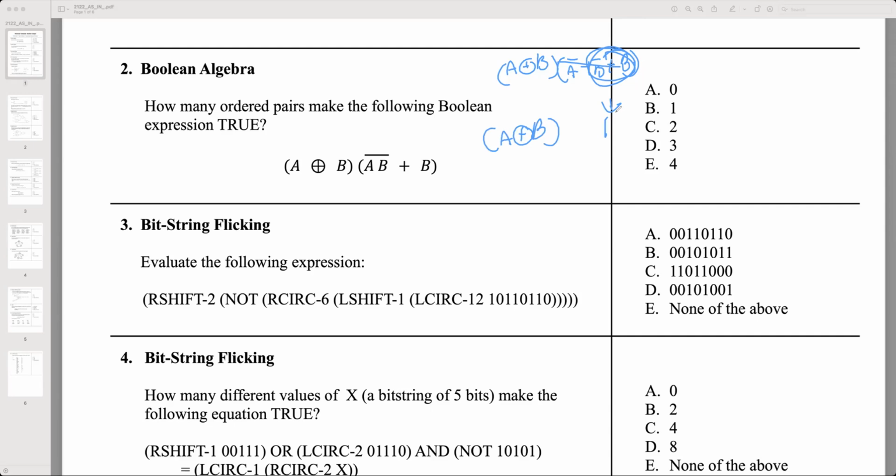And what we're looking for is any pair that's not the same, right? Like I said before, A either has to be 1 and B has to be 0, or A has to be 0 and B has to be 1. And if we use that logic, how many pairs do we have? We have 2.